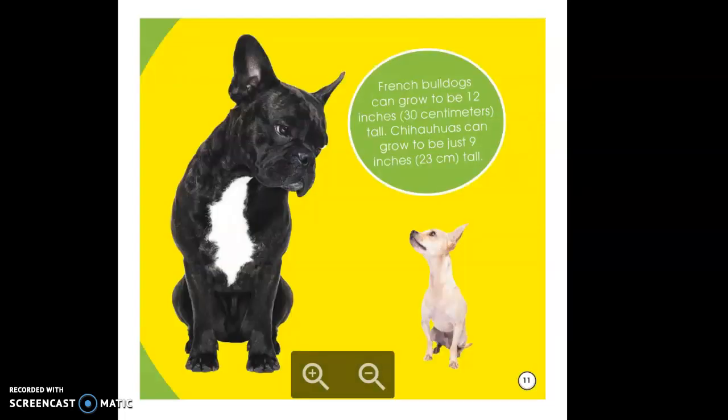It says French bulldogs can grow to be 12 inches, 30 centimeters tall. Chihuahuas can grow to be 9 inches or 23 centimeters tall. And we'll hear a little bit more about centimeters in just a moment.